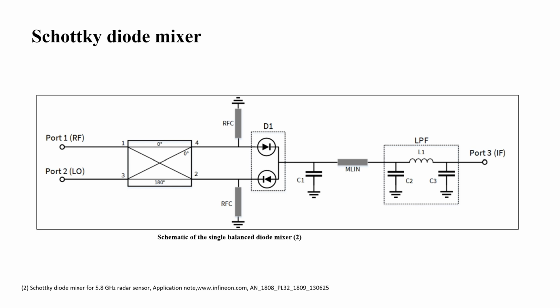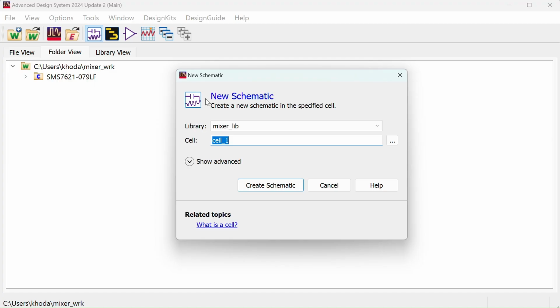A capacitor, C1, is also included to suppress the RF and LO signals at the intermediate frequency output, ensuring signal purity. In this video, we are going to design this topology for a single balance mixer using Advanced Design System. Let's get started.